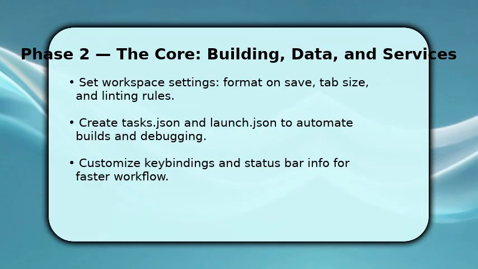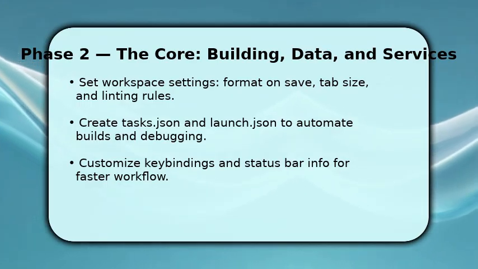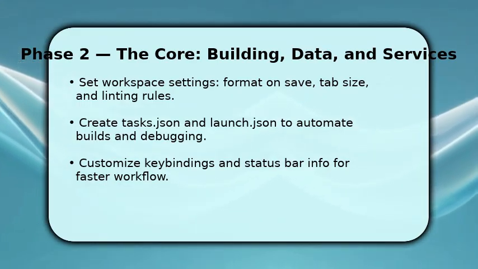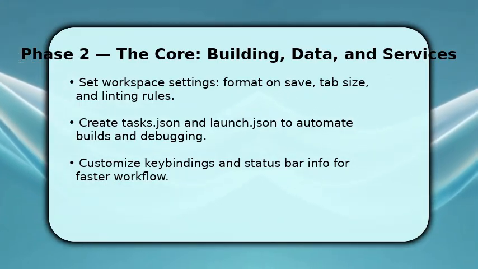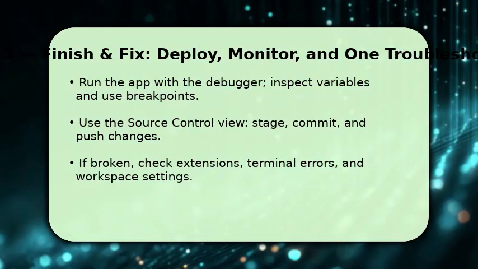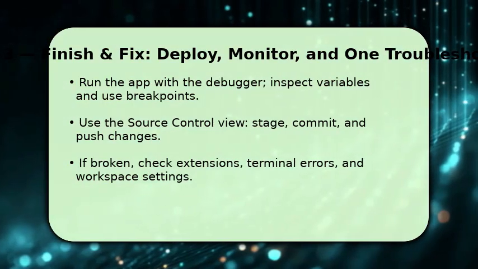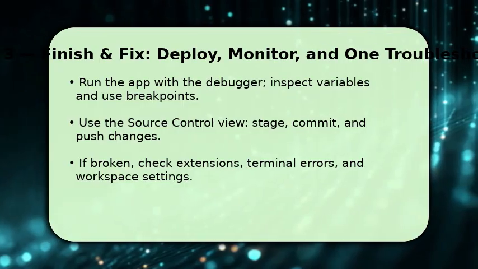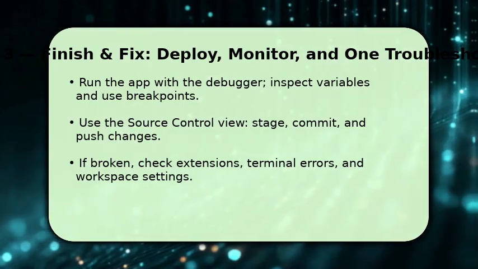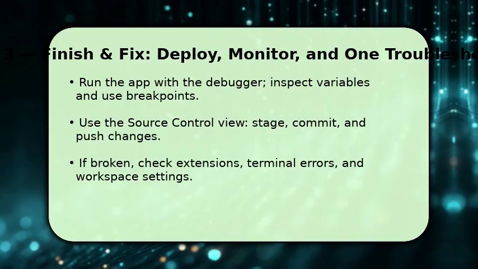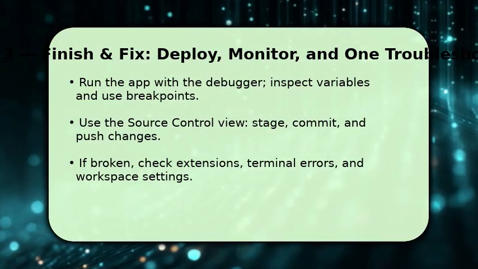Once configured, run a build task to validate the setup and catch errors early. Finally, run your app using the configured debugger. Step through code and inspect variables so you understand runtime behavior. Once stable, use the source control view to stage, commit, and push changes. Write clear messages and include issue ID when relevant.